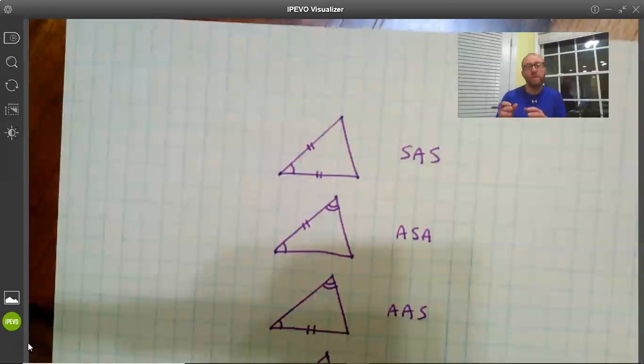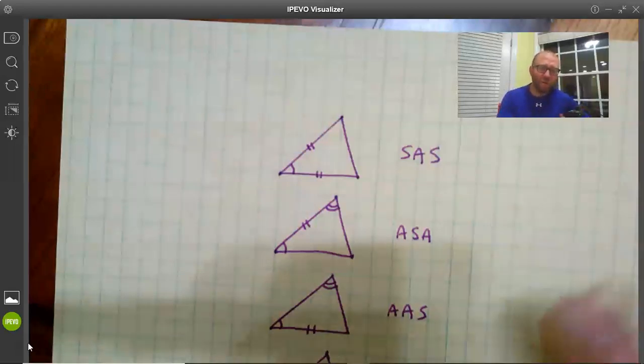In other words, I could take one triangle, lift it up, maybe turn it around, and set it down on top of the other one, and everything would match up perfectly. But you don't have to know all that information to know that the two triangles are congruent. You just have to know certain parts.